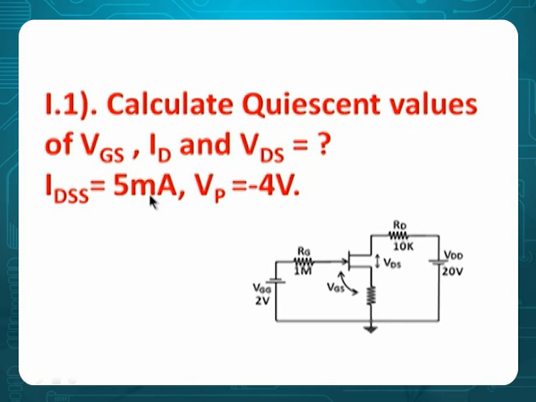And he has given IDSS as 5 milliamperes and VP as -4. You know, these two things belong basically to the device. As the device changes, these values will change. So this circuit I have taken, we call this circuit a 2 battery bias. Why do I say 2 battery bias? Because here, for input bias and output bias, one battery is used for each circuit. So 2 volts, RS, RD, VDS and so on. Now our job is to calculate these values.